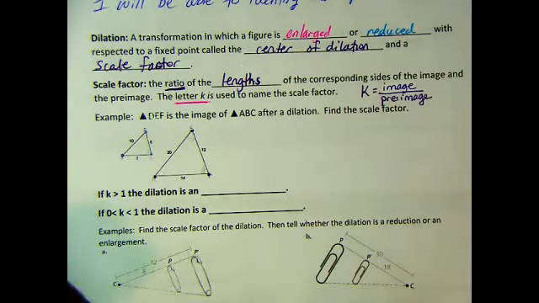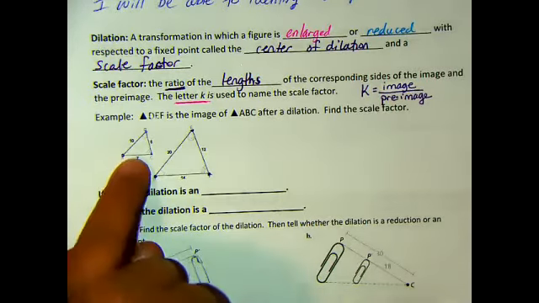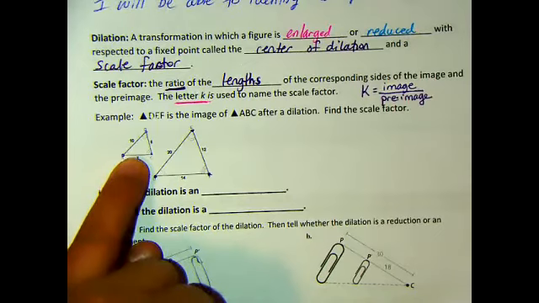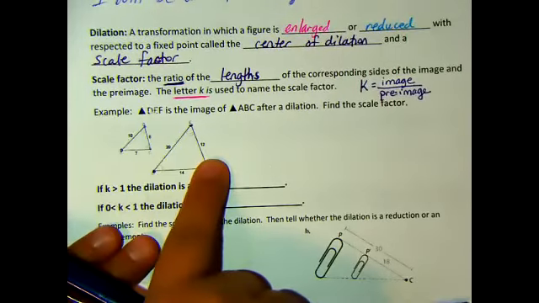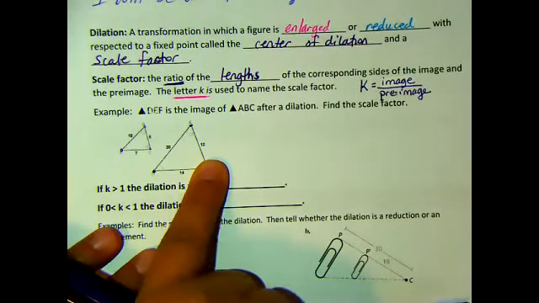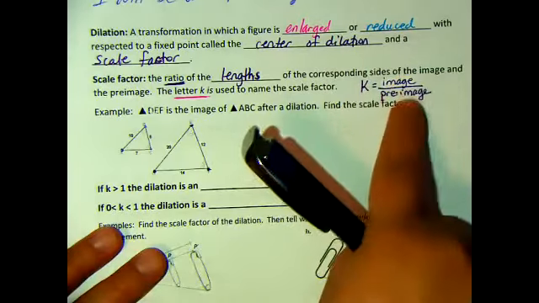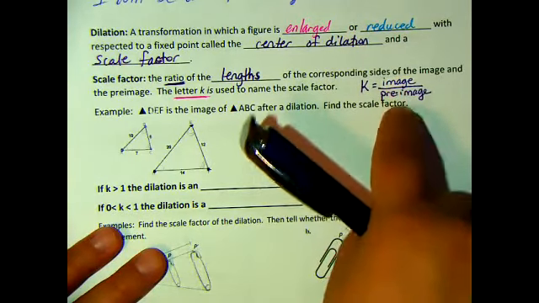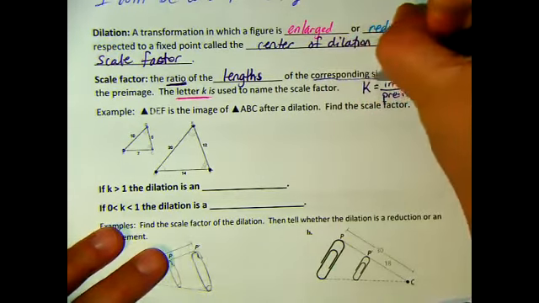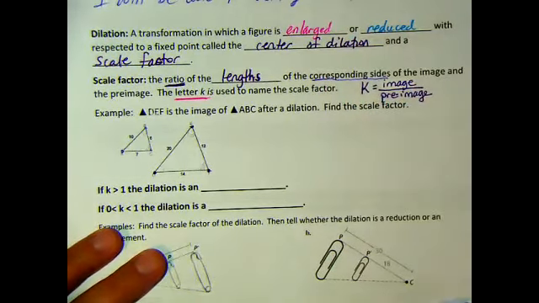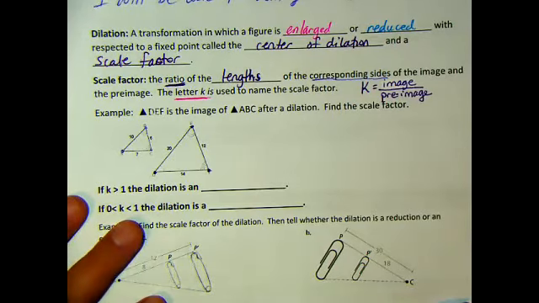What's the scale factor that we enlarged by? Because if we're starting with triangle ABC, that's our pre-image. And if our image is triangle DEF, that means we started here and ended here, okay? So in order to find our scale factor, we want to identify the corresponding sides of these triangles.